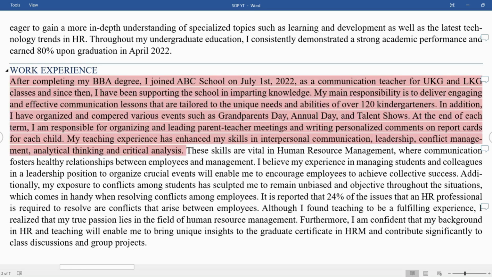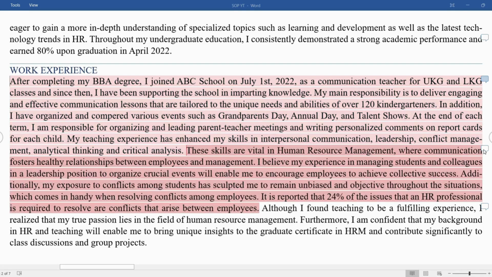Then I have given my work experience. As I just had one work experience, I started with, again, using a connector after completing my BBA. So I'm continuing the narrative. Here I'm saying that I did so and so things as a teacher, and this has helped me, and all of these skills are going to help me while I do my postgrad cert in human resource management.